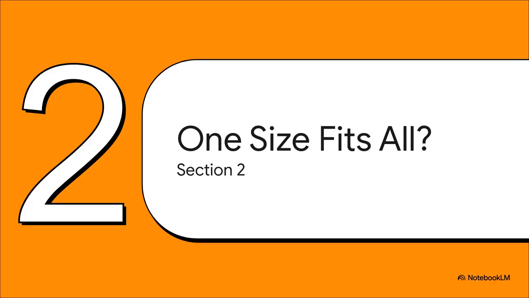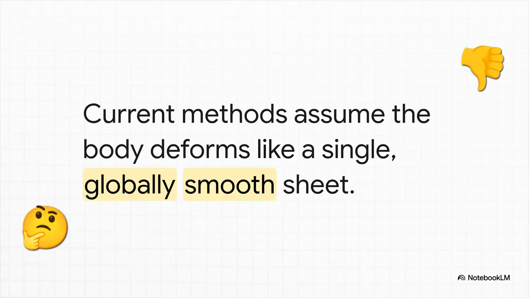And that brings us to the fundamental problem with how a lot of AI models have been trying to solve this. You see, for years, the big assumption baked into most of these AI models was that you could treat the entire medical image like one continuous, stretchy rubber sheet. You pull one part and the whole thing deforms smoothly with it. But our bodies just don't work like that, do they?